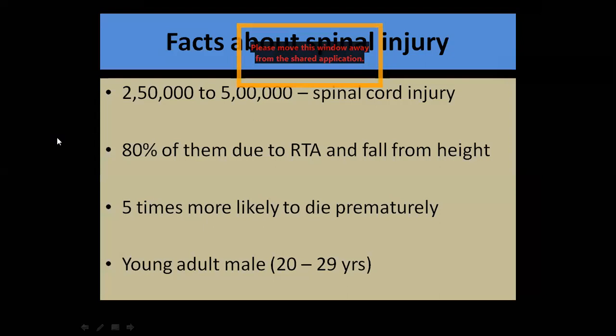So coming to the facts about spinal injury, usually worldwide there are around 2.5 lakh to 5 lakh spinal cord injuries occurring in a year, and 80% of these spinal injuries are because of road traffic accidents and fall from height. So road traffic accidents and falls from height are the most common type of injuries occurring in the younger and middle age group. In the older age group, the most common type of injury is just a trivial fall, like a fall in the bathroom. So the most common age group of spinal injury is between 20 to 29 years, the most productive years.